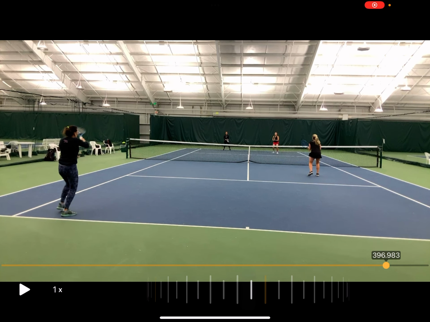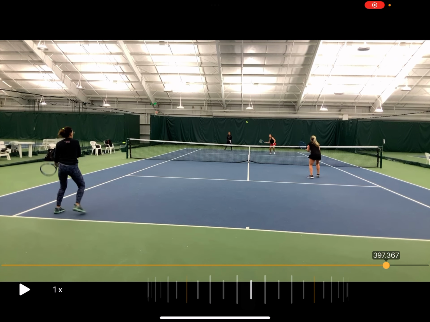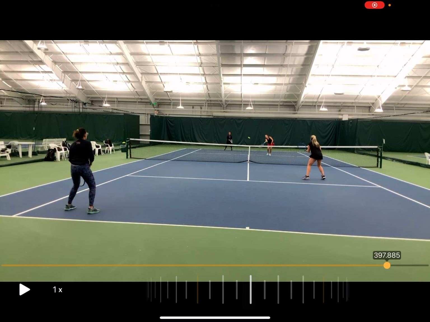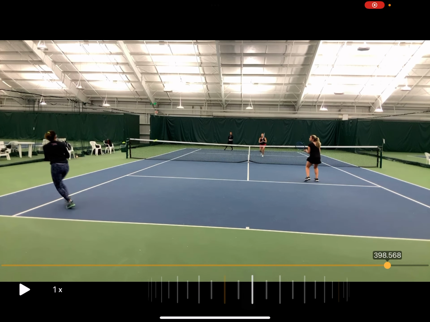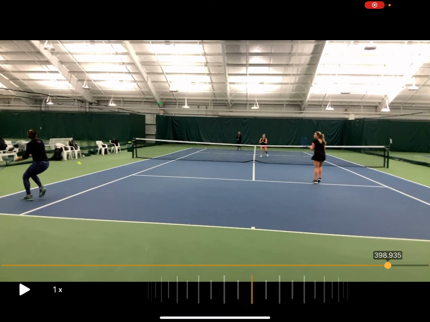So here we go. Gail's coming in behind that strong, deep shot. Now at this point, it's a pretty deep, wide volley. And Andrea's giving a little bit of ground.